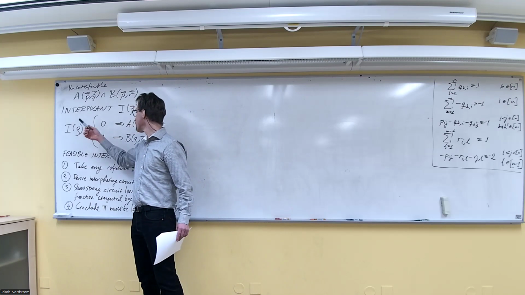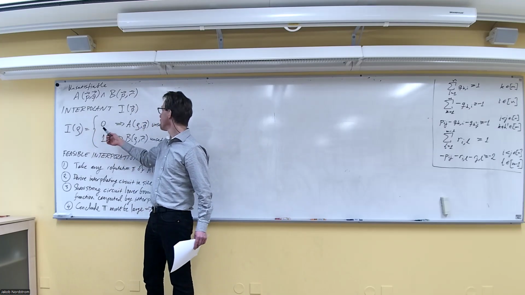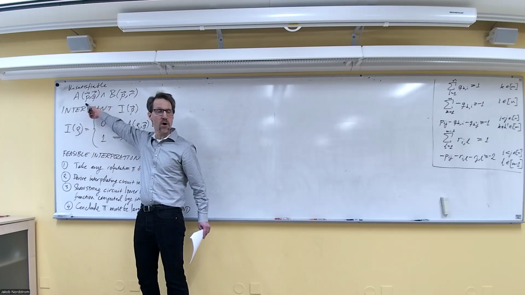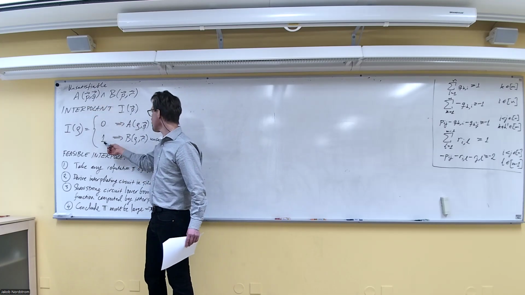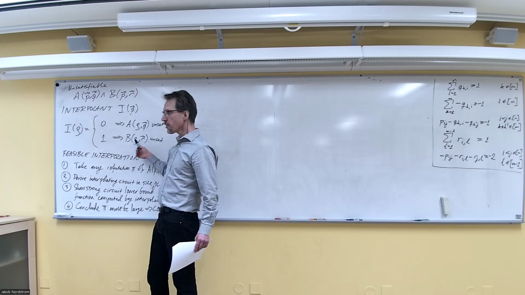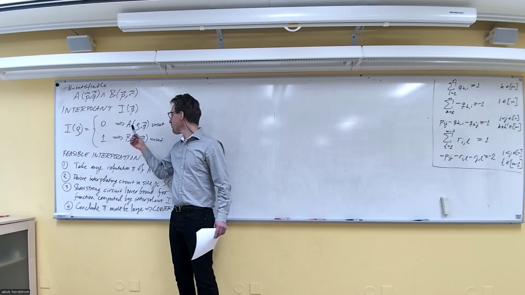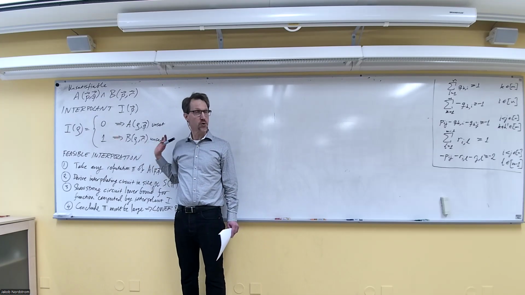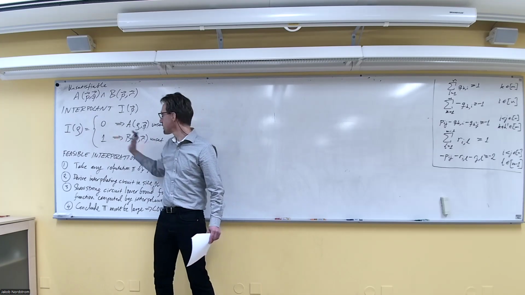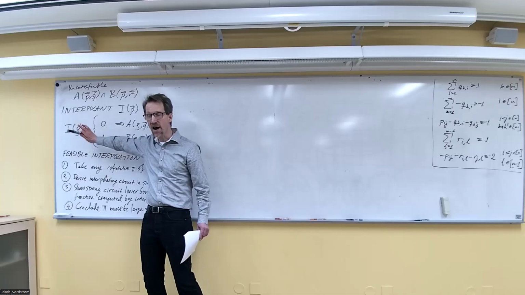So if the interpolant, when I plug in rho, is 0, then that should guarantee that the A part is unsatisfiable when I plug in rho. If the interpolant says 1, then the B part is unsatisfiable. Now, if both the A part and the B part are unsatisfiable, then the interpolant gets to choose. We don't care. Okay, so any function satisfying this is an interpolant.